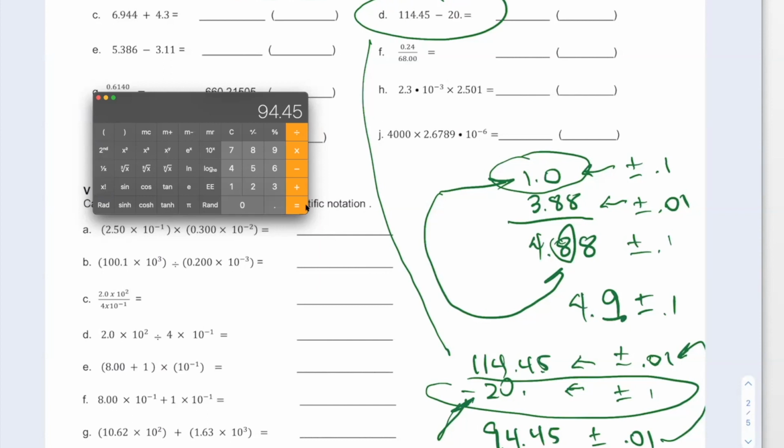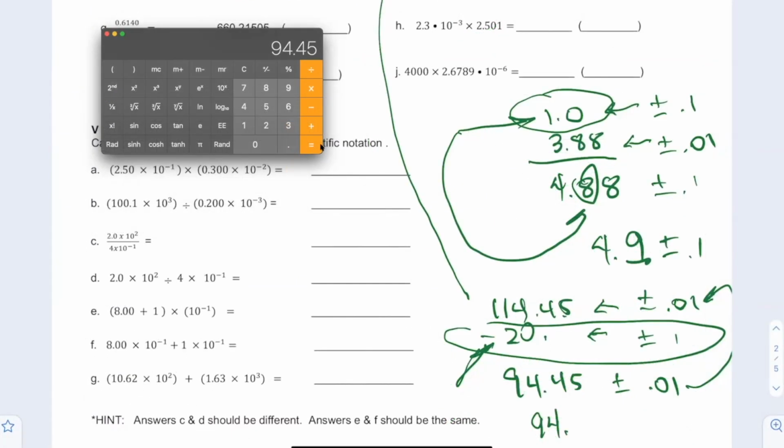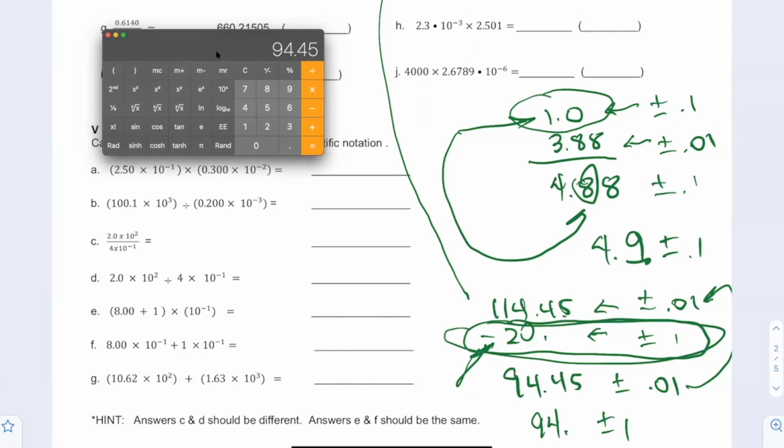Remember that example I showed you about the panhandler? Well, you can't have a better precision on the calculated value than the greatest error in your data. And the greatest error in this data is 20. So you have to round this off to 94. That would be your answer for this particular problem, because now that would be plus or minus 1, the same as this value right here, which has the biggest error. Okay, so hopefully that makes sense.